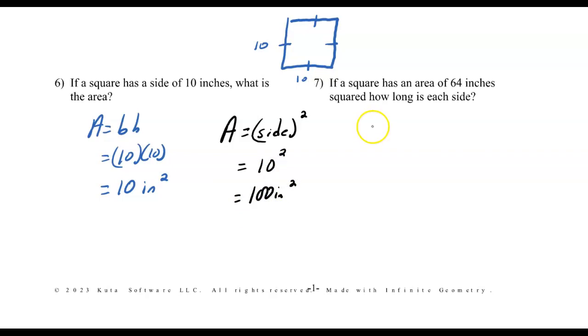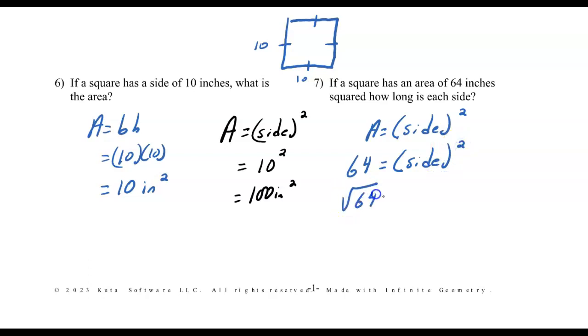In problem number 7, we'll use the formula that I wrote, that the area is equal to the side squared. So since the area is 64, we'll say 64 is equal to the side squared. We'll take the square root of both sides in order to get the side. So each side is equal to 8 inches.